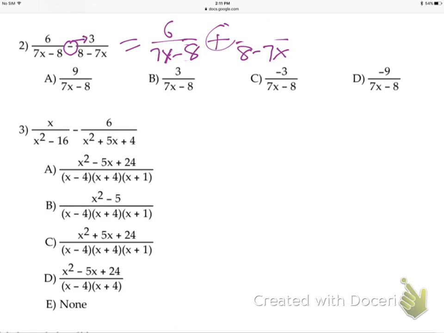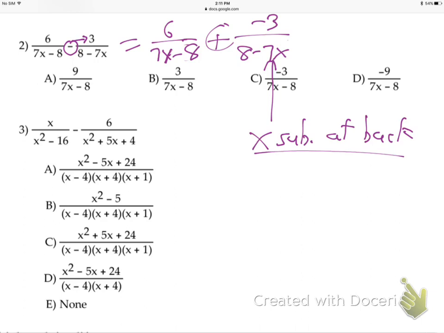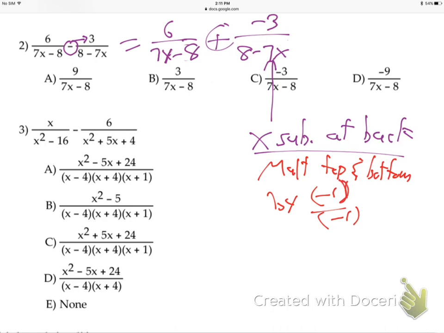So, okay, now what? Now you multiply the second term by negative 1. Yeah, now we have x subtracted at the back. Whenever you have the x term subtracted at the back, we don't want that. What do we do with that? We multiply top and bottom by negative 1 over negative 1. You with me? Negative 1 over negative 1. That flips around, doesn't it? Remember, that's called the turnaround rule.